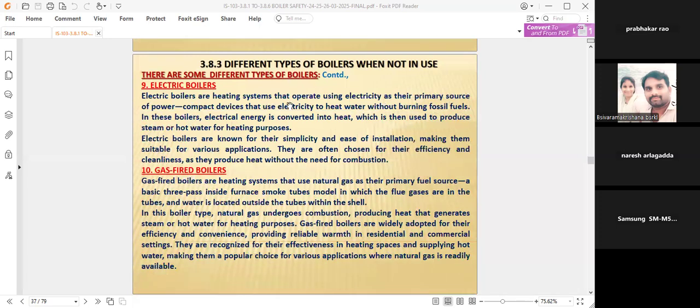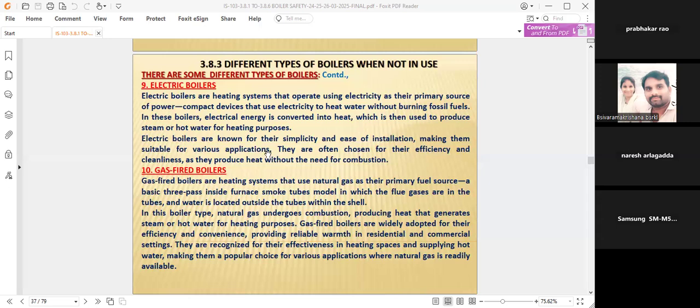Electric boilers are heating systems that operate using electricity as their primary source of power. They are compact devices that use electricity to heat water without burning fossil fuels. In these boilers, electrical energy is converted into heat, which is then used to produce steam or hot water for heating purposes. Easily known, a simple electric boiler is like a hot water flask, where we put water inside, plug it in and switch on so that the water gets heated. That means a small water heater also.